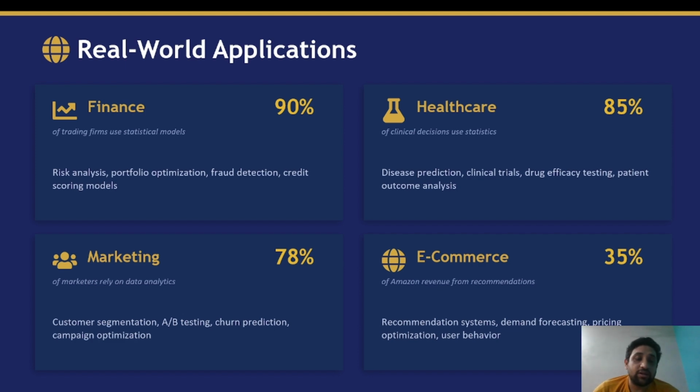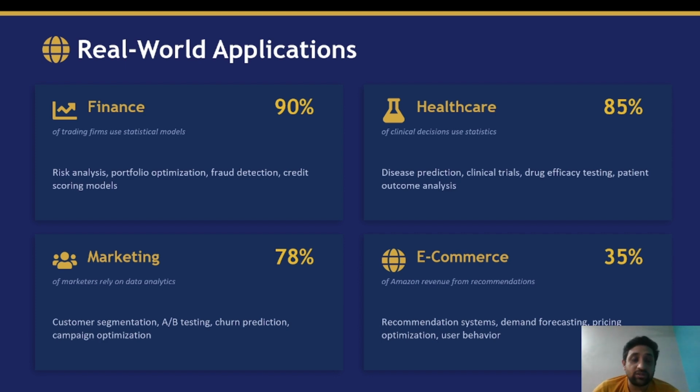In e-commerce, companies like Amazon use recommendation systems powered by statistics, contributing significantly to revenue. This example shows that statistics is not just theoretical, it is actively driving real world decisions and innovations.